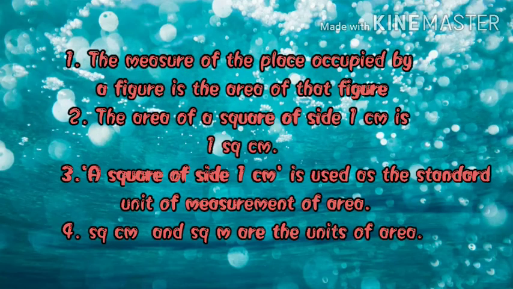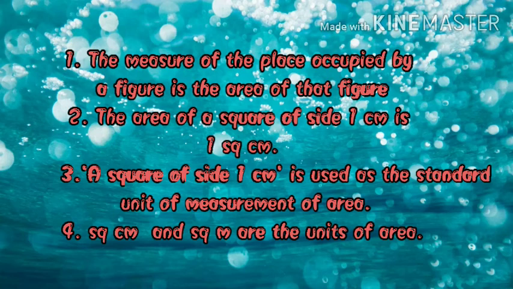Students, the measure of the place occupied by a figure is the area of that figure. The area of a square of side 1 centimeter is 1 square centimeter. A square of side 1 centimeter is used as the standard unit of measurement of area. Square centimeter and square meter are the units of area.